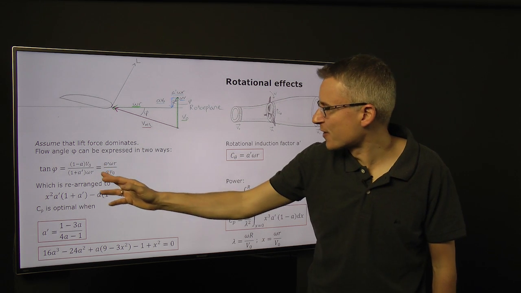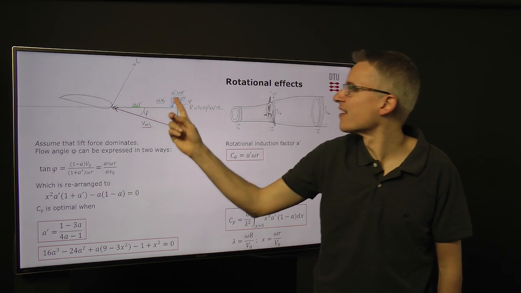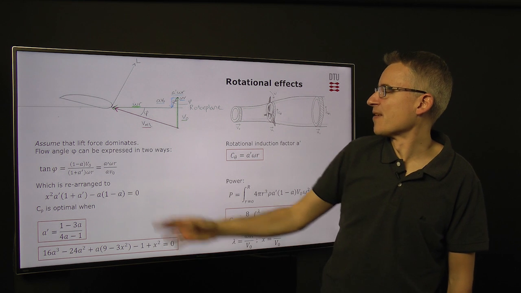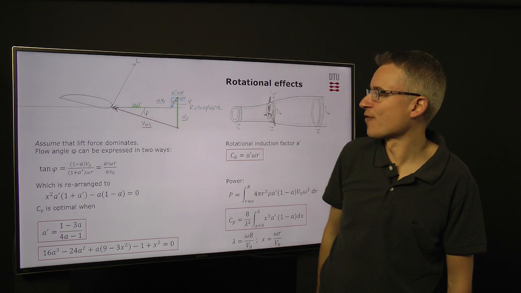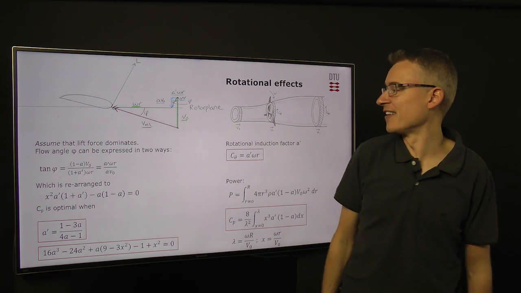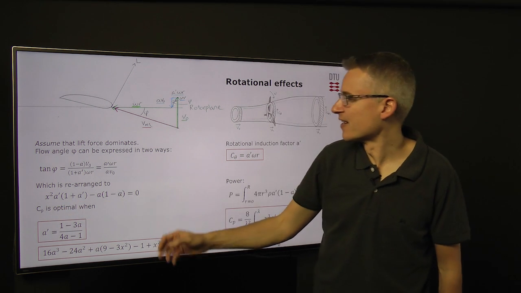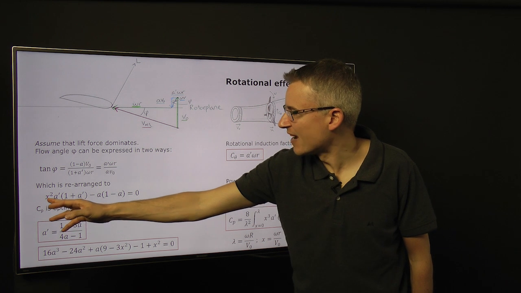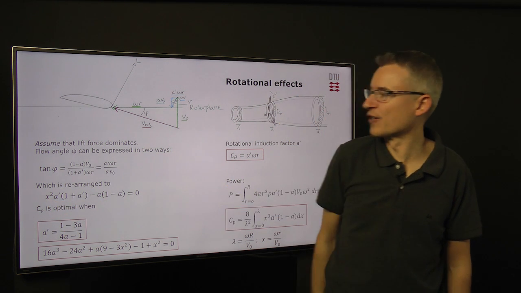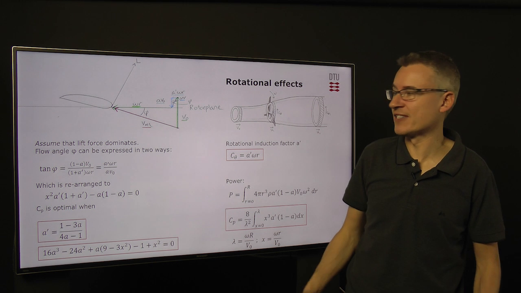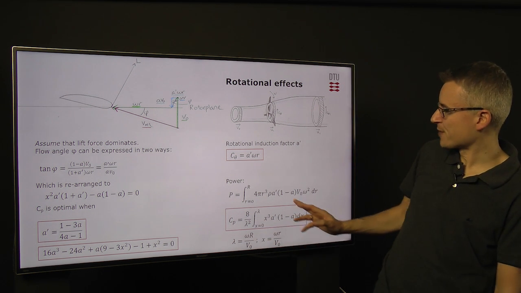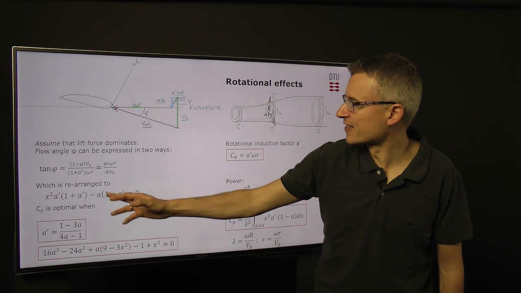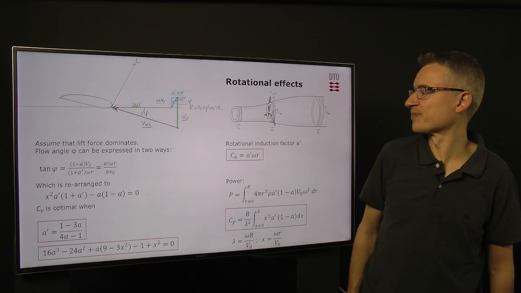And by that assumption, we can express tangent of phi inside the small triangle by a prime omega r divided by (1 - a) v0. And that can then lead to this equation here, which puts x, a prime, and a together in one condition that needs to be satisfied. So now our remaining job is to optimize the CP under this restriction.